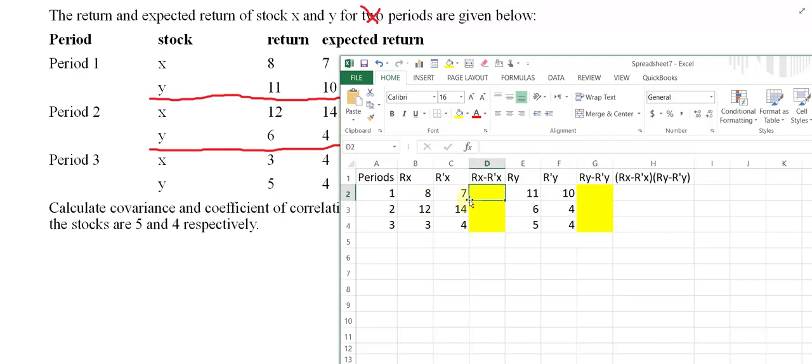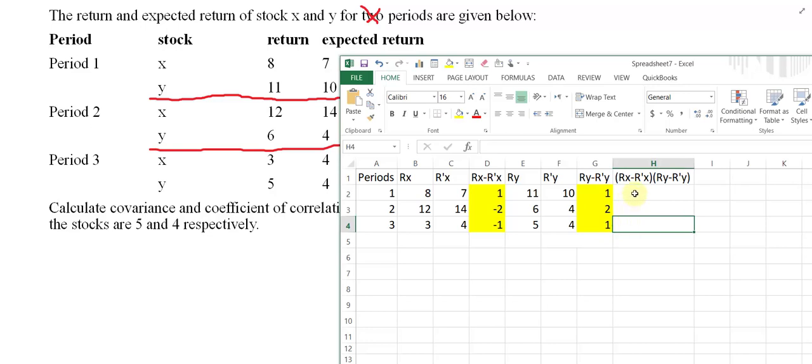From 8 minus 7 equal to 1. 12 minus 14 equal to, of course, minus 2. And 3 minus 4 equal to minus 1. Go for Y. From 11 minus 10, you get positive 1. From 6 minus 4 equal to 2. And from 5 minus 4 equal to 1.